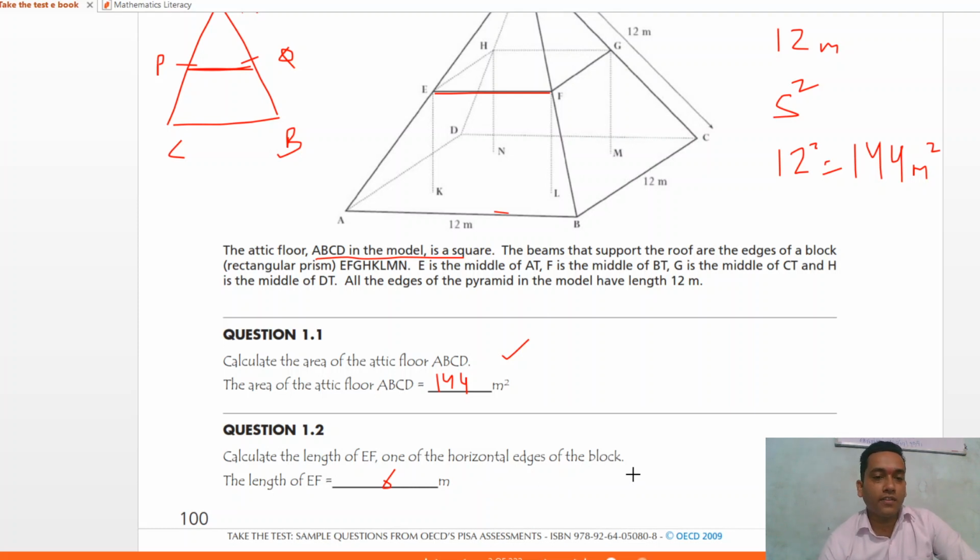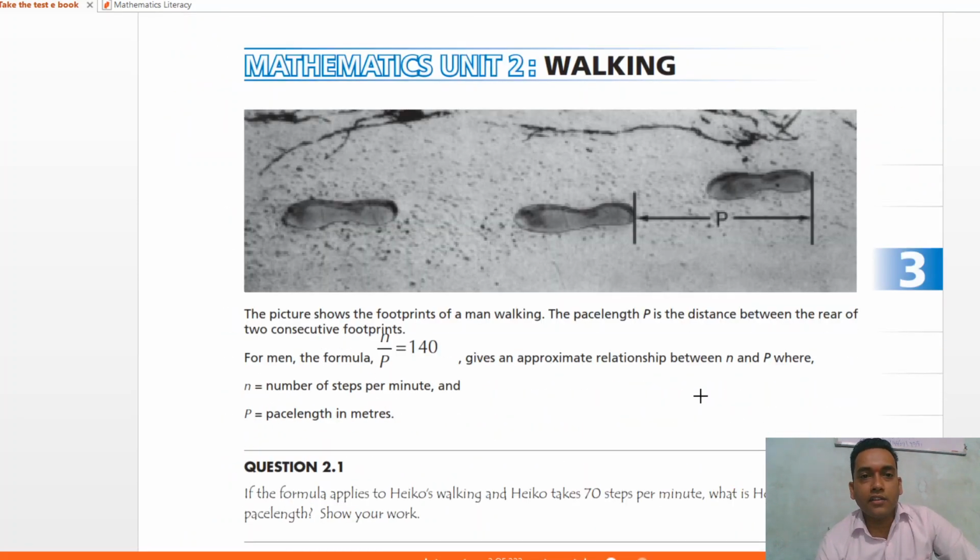Okay, so this is the answer of the second question. In this question, basically what we have learned is the midpoint theorem. Area of a square was very easy, it is side square. Let us proceed towards question number 2, and question number 2 is about walking.